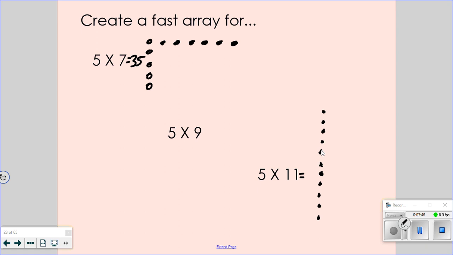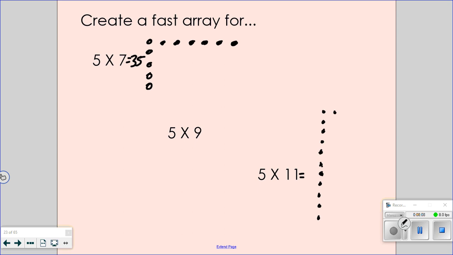Because of the commutative property. Yes, bam. Double air high 5. Boom. Yes, because of the commutative property, which says I can switch it around, and my answer, my product, my total doesn't change. Those are the words that you were looking for.